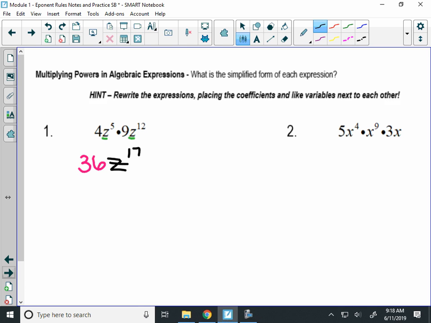Same thing in number 2. I'm going to deal with the numbers, the coefficients, first. I have a 5, an invisible 1, and a 3, which would multiply to be 15. And then when I add the exponents of the base of x, I have 4 plus 9 plus 1, which is x to the 14.